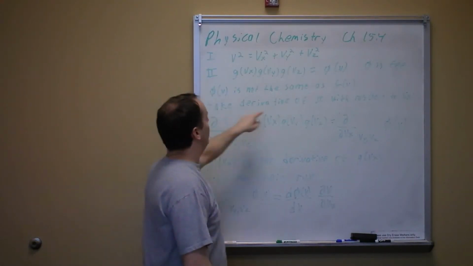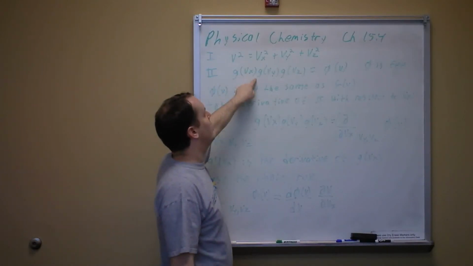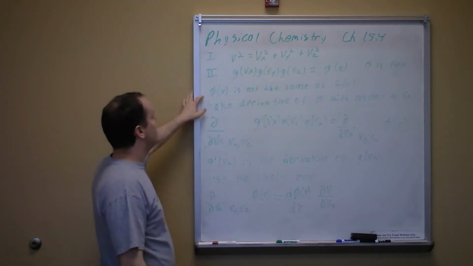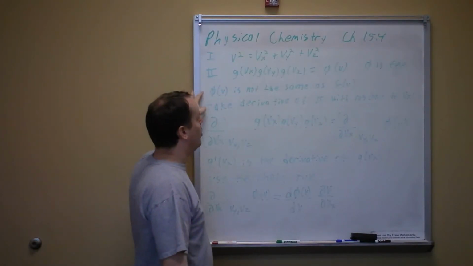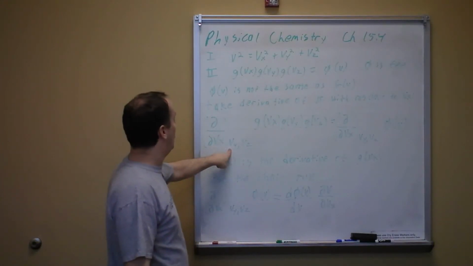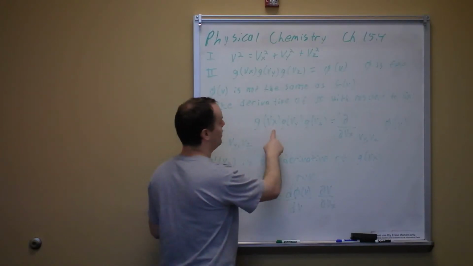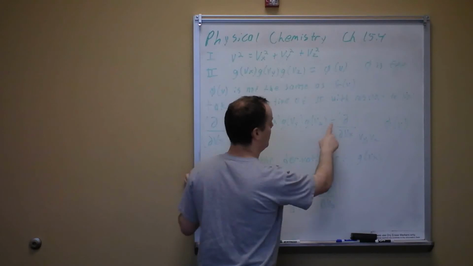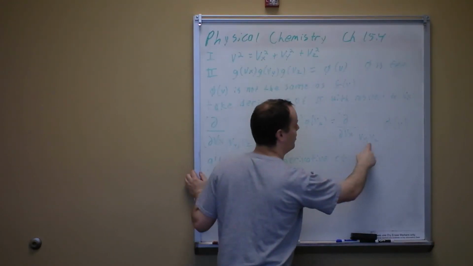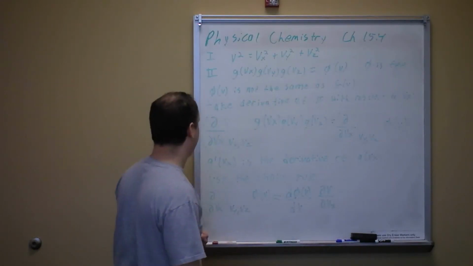Now, phi of v is not the same as our G of v. I think I already explained this. Phi of v is going to be a point on that shell, and G of v is that whole shell that we want to find. So we're going to take the derivative of 2 with respect to v of x. So we have the derivative with respect to v of x, holding v of y and v of z constant, of g of v of x, g of v of y, g of v of z, and that's equal to the derivative with respect to v of x of phi of v, because we just did the substitution, they're the same thing.